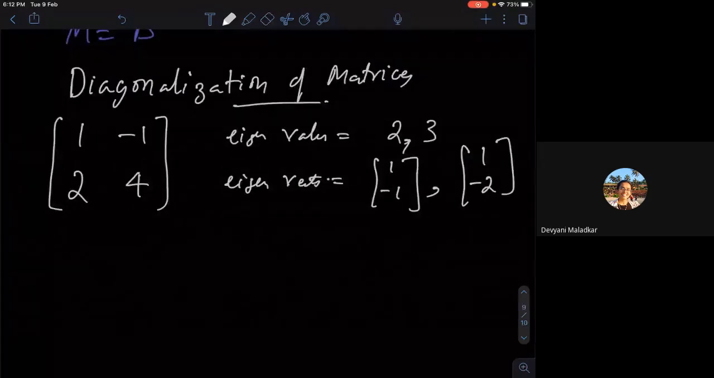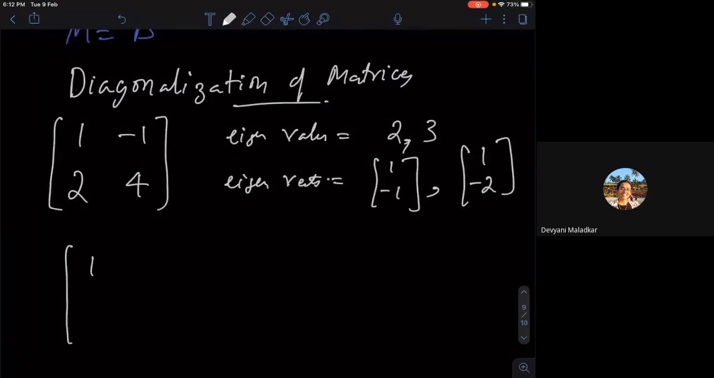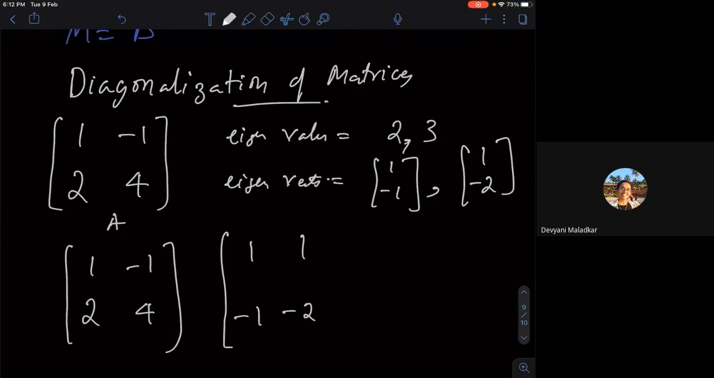Now I'm going to do the following. I'm going to write the same thing: 1, 2, minus 1, 4. This is my matrix A, right? This is my matrix A, and I'm going to multiply it with the eigenvectors. What do we get here?